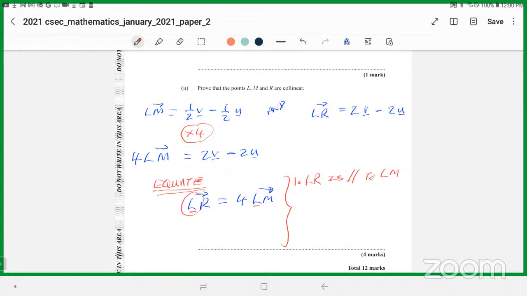Then now L is a point common to the 2 vectors. So you're going to write that next, 2. L is a common point. And once you have these 2 conditions, you can draw the conclusion that the 3 points involved are collinear. Therefore, L, M, and R are indeed collinear.